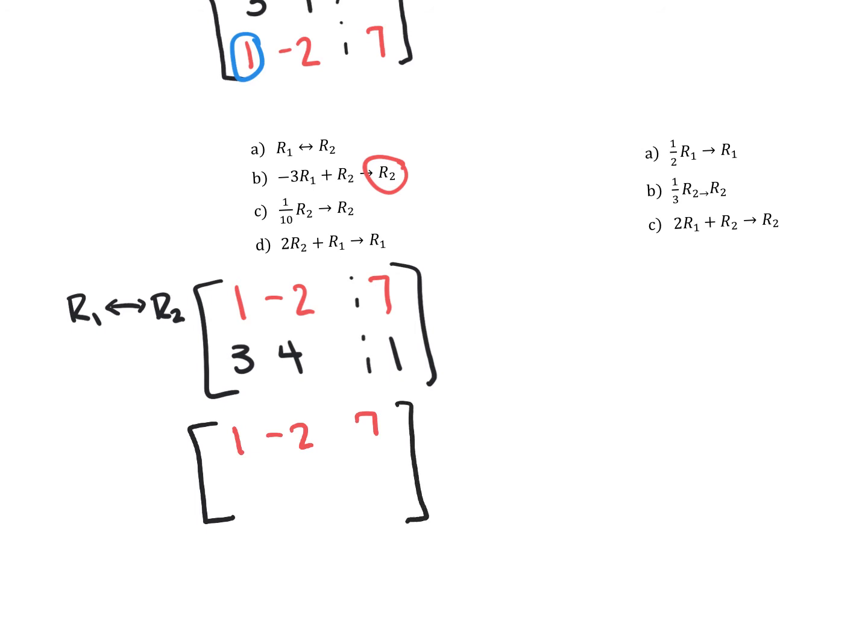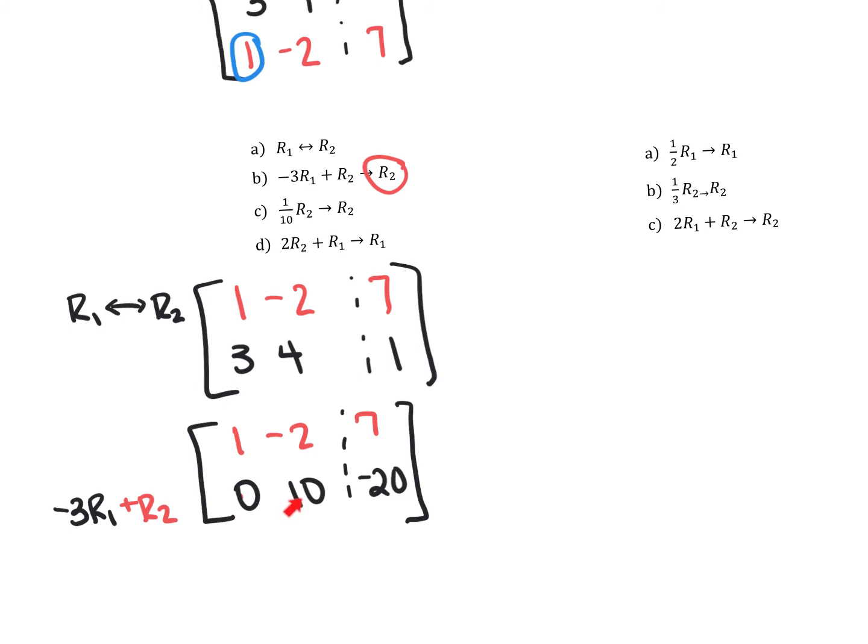And so here I'll multiply R1 by -3, and I'm going to add that to R2, and that becomes the new R2. So -3 times 1 is a -3, plus 3 is 0. -3 times a -2 is a +6, plus 4 is a +10. -3 times 7 is a -21, plus 1, a -20. So I have this 0 underneath here where I want it.